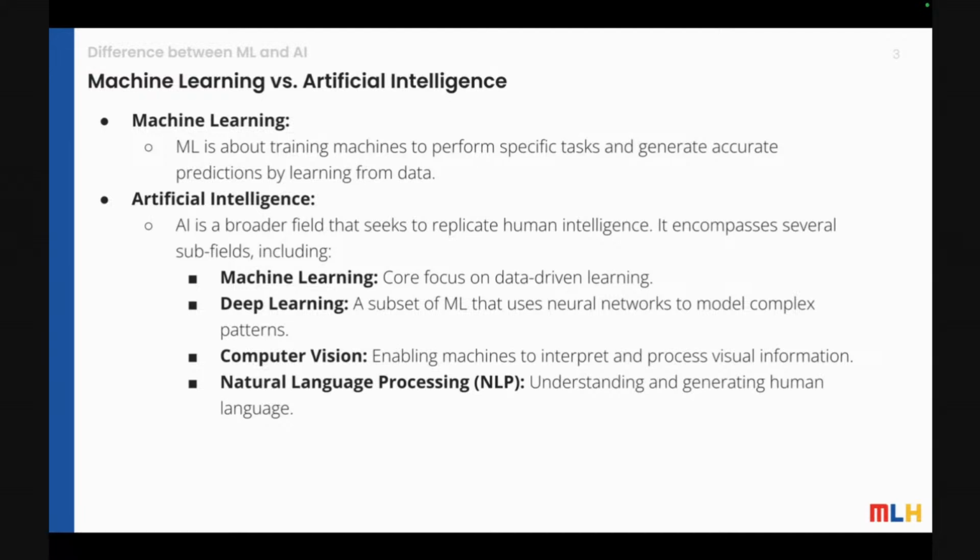We'll not deeply learn deep learning today, because it's not in the scope of our session. The next part is computer vision. So here we are helping machines interpret and process visual information. And NLP, what is that? Natural language processing, which is a part of LLMs that we hear about nowadays, ChatGPT, GitHub Copilot. So it's like understanding and generating human language.